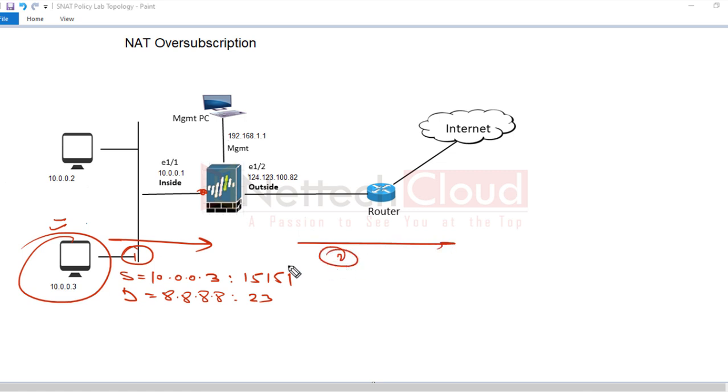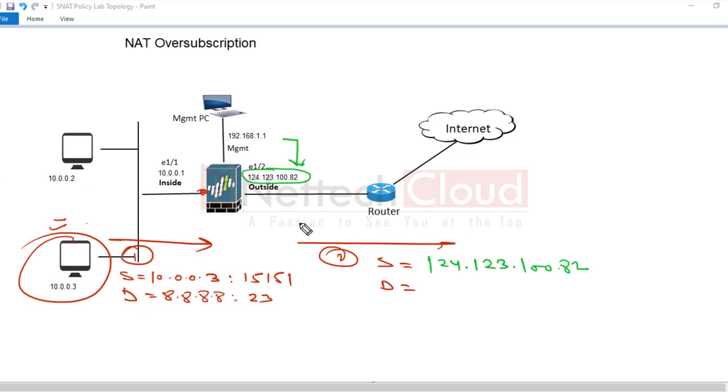So what happens after NAT, as opposed to before NAT? After NAT, the source IP address is translated to 124.123.100.82, the interface IP address. We can even use any other IP address that is not assigned to the firewall interface. That's okay, as long as the IP is routable, meaning a packet coming from the internet side is successfully routed to the firewall. So yes, we can use that IP in the NAT policy.